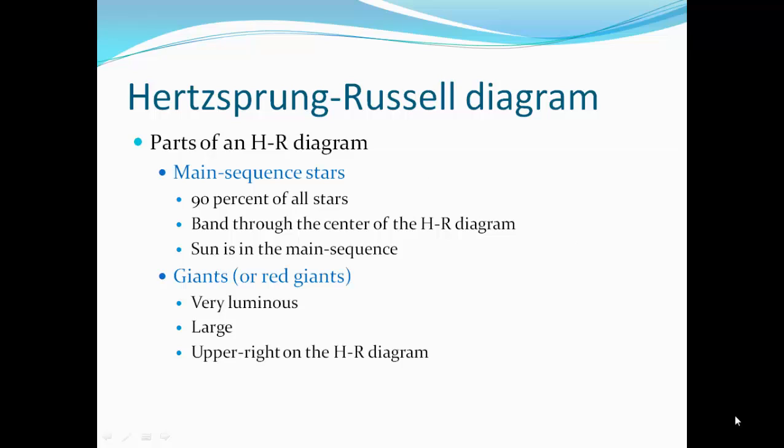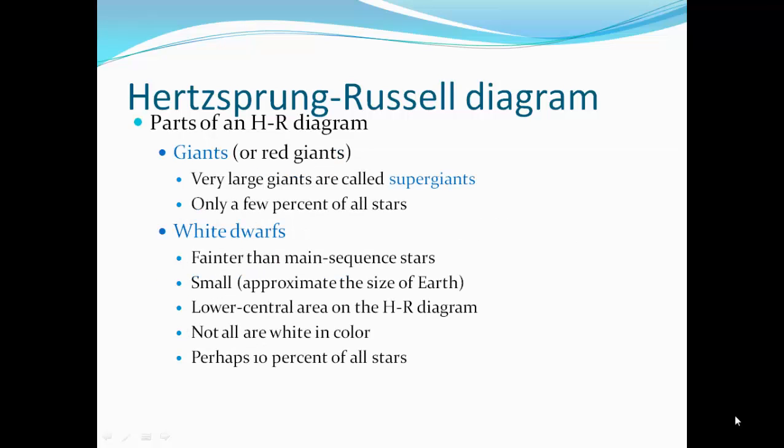Giants, or red giants, are very luminous and large, and are on the upper right of the HR diagram. Very large giants are also called supergiants. Only a few percent of stars are supergiants.